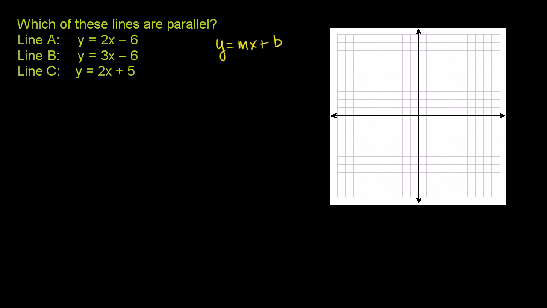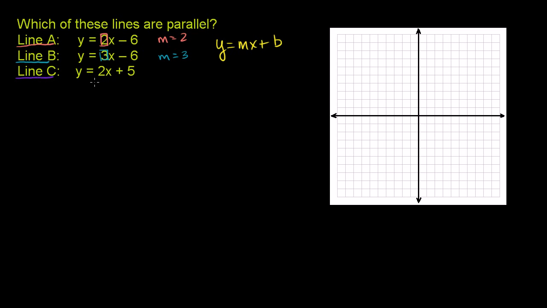The slope for line A, m is equal to 2. We see it right over there. For line B, our slope is equal to 3. So these two guys are not parallel. And I'll graph it in a second. You'll see that.